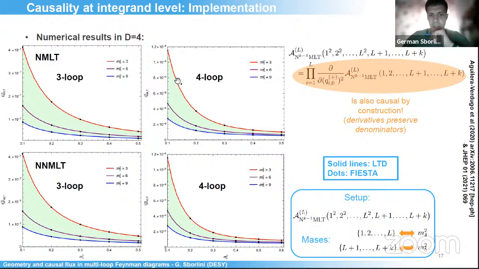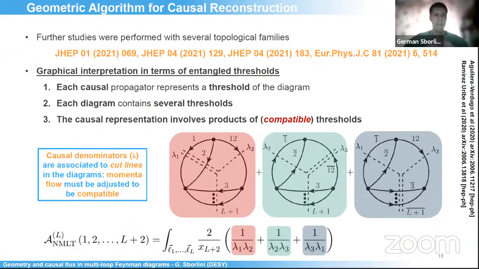As you can see from this plot, the black dots are essentially the numerical values that we get with Fiesta, that is, let's say, a standard framework for doing this kind of calculation. And the solid lines correspond to the numerical values that we get by using the causal representation obtained with the loop-tree duality. And we see a perfect agreement.